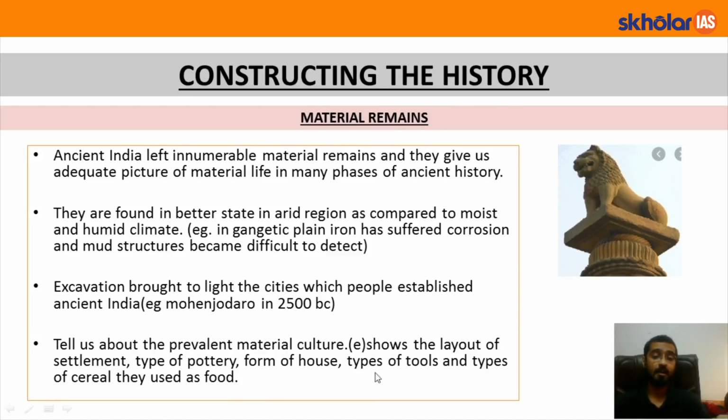Form of houses, types of tools, like first were the wooden tools, then came the bronze, then came the iron, and iron speeded up the process of development, and that is why this study is important. Types of cereal they used as food. I hope this slide is clear to all of you.